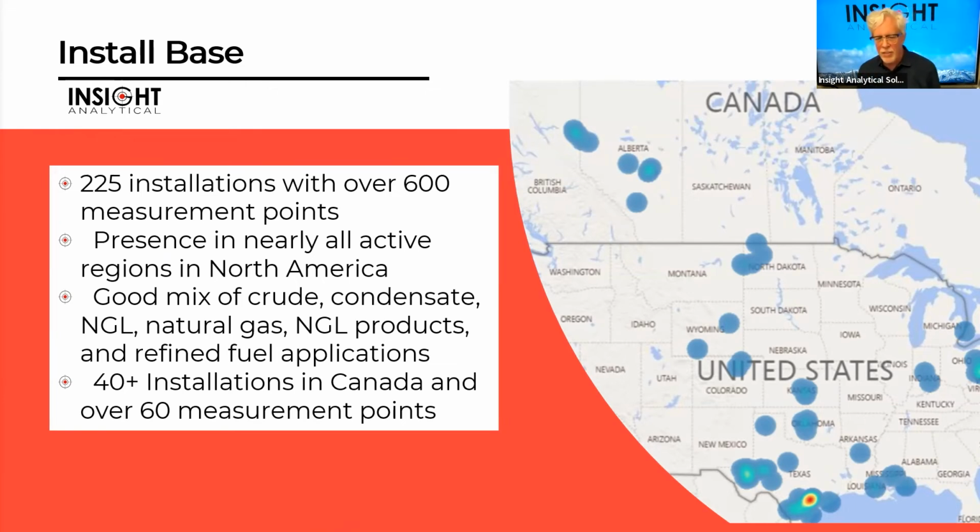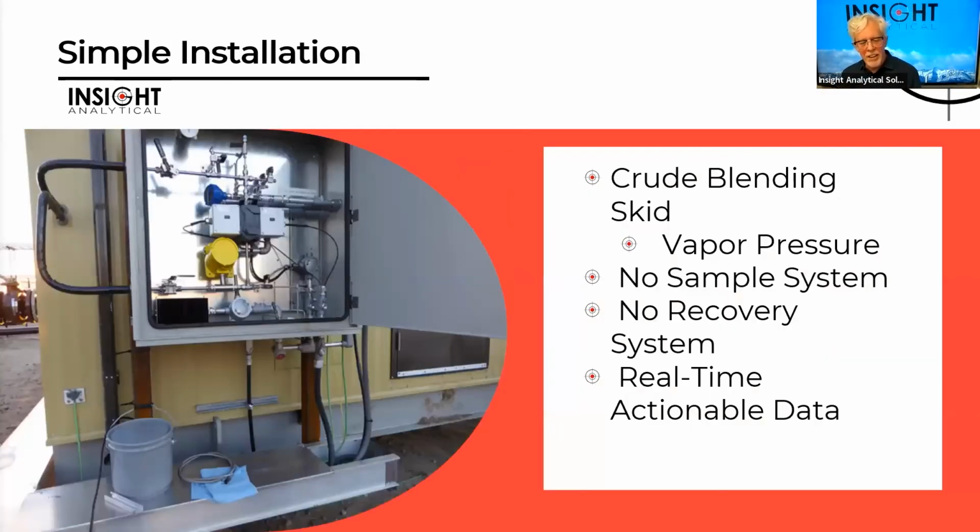We've got a good mix of crude, condensate, natural gas liquids, natural gas, refined NGL products, and refined fuel products. So we have a large installed base. It's a well-proven technology. In addition to doing things like gas phase fuels for burner control, we put these on crude oil blending skids. In that building, they're blending butane into crude. Coming through those two black sample lines is a sample of crude flowing through the flow cell and returning back into the process, where we give them real-time actionable vapor pressure data.